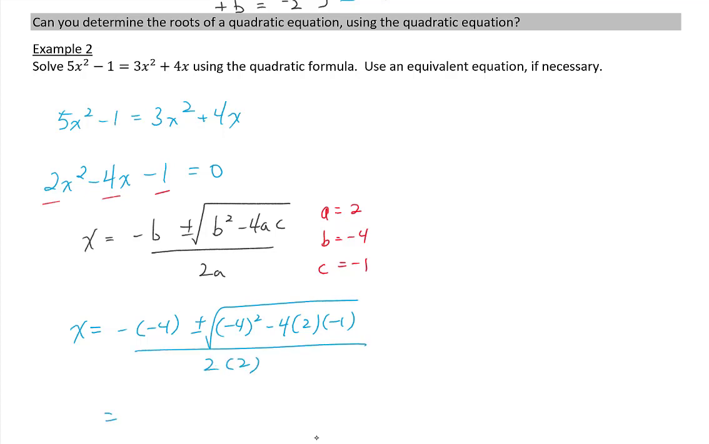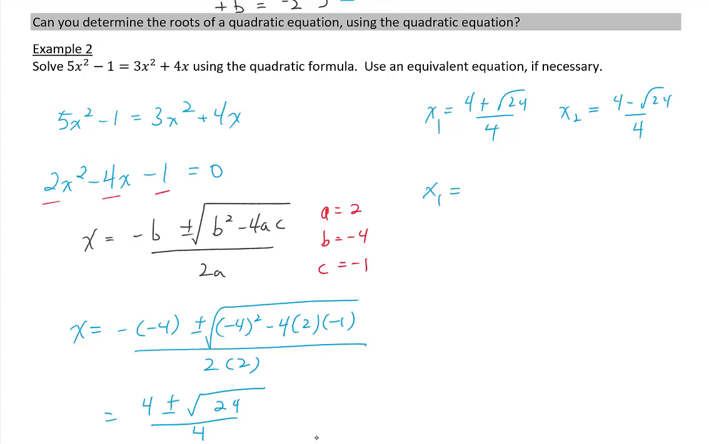And if we simplify that, we get 4 plus or minus the square root of b squared minus 4ac, which in this example is equal to 24, all over 4. So that means we have first root is equal to 4 plus the square root of 24 over 4, and the second root is equal to 4 minus the square root of 24 over 4. Using your calculator, you would get the first one to be equal to 2.225, and the second root to be equal to negative 0.225.